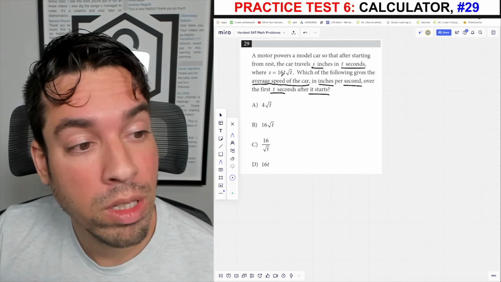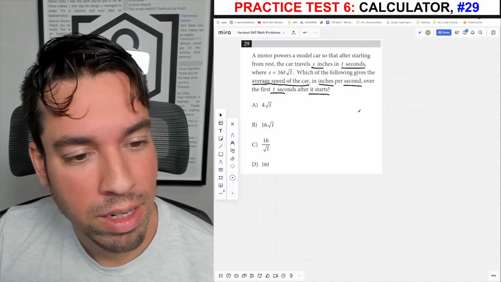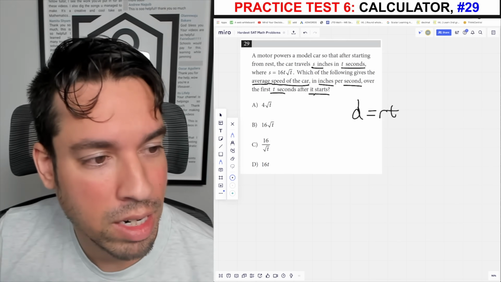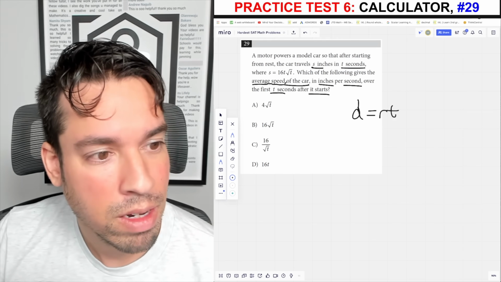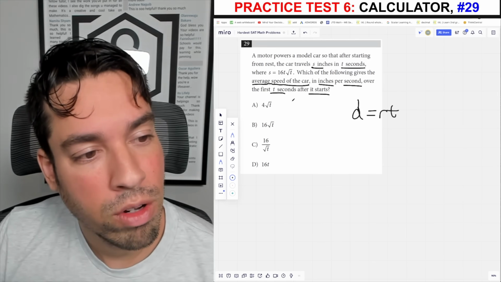it because I don't really know what's going on. But if you remember that this is simply distance equals rate times time, this becomes a lot easier, where distance is S, rate we don't know, and t is just t. That's it. So how can we represent this?